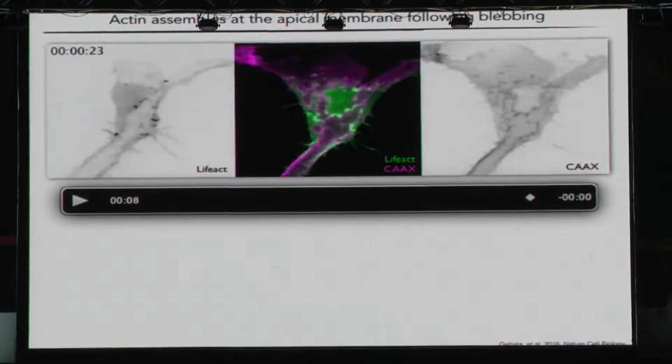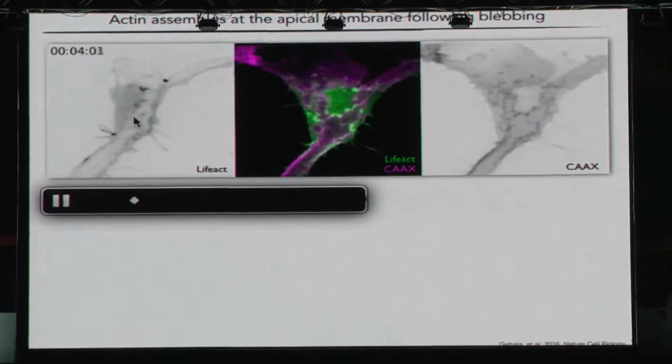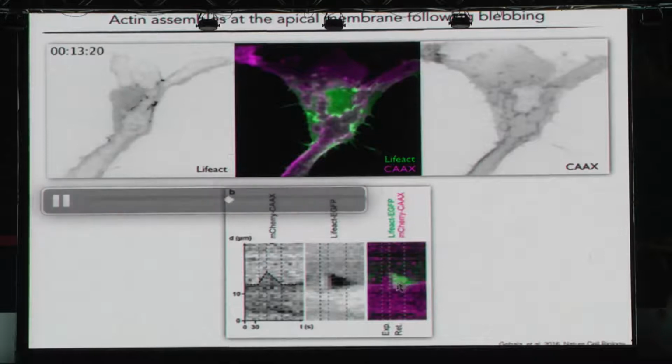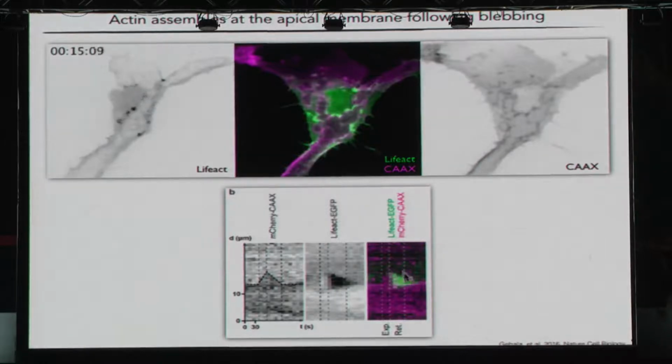And when we take faster movies, you can see that the appearance of the actin around the flaps coincides with the retraction. You can see it more clearly in the kymograph here, where in magenta it's membrane and LifeAct is in green. During the expansion phase, there's no actin, but actin polymerization begins at the start of the retraction until the end.